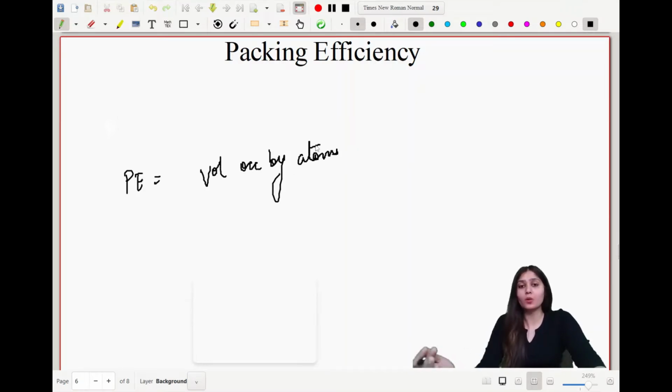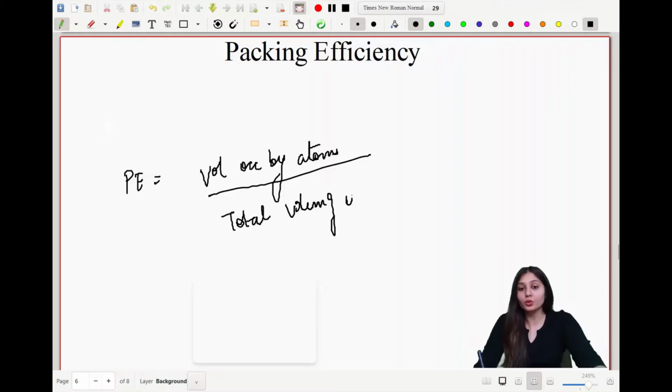And these atoms can be 1, 2 or 4 depending upon whatever type of unit cell it is, divided by the total volume available. So total volume available is of a cube, because all these 3 are basically cubes, right? Simple cubic, face-centered cubic, body-centered cubic. So total volume of the cube multiplied by a factor of 100, because why 100? Because of course packing efficiency is a percentage, so we have to multiply by 100, and whatever answer we get is going to be in percentage, right?